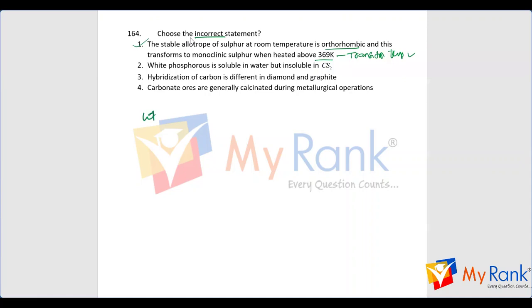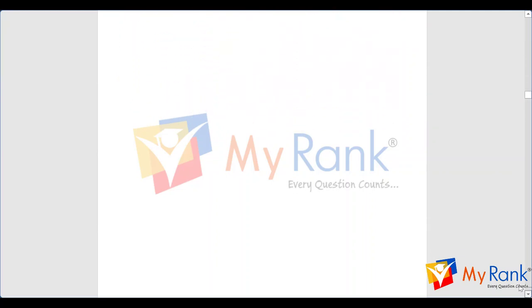Here, white phosphorus is soluble in carbon disulfide and insoluble in water. But the given statement is the reverse. White phosphorus is soluble in water is given. So the second one is the wrong statement. Your answer is the second option, you have to choose the second option. Question number 165.